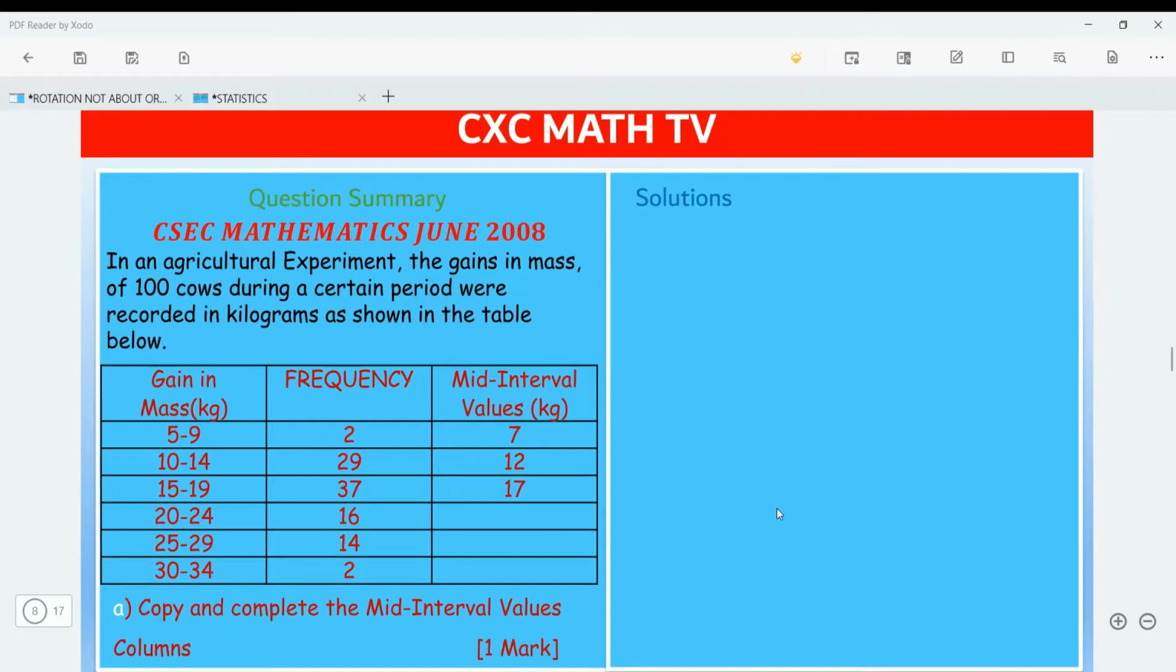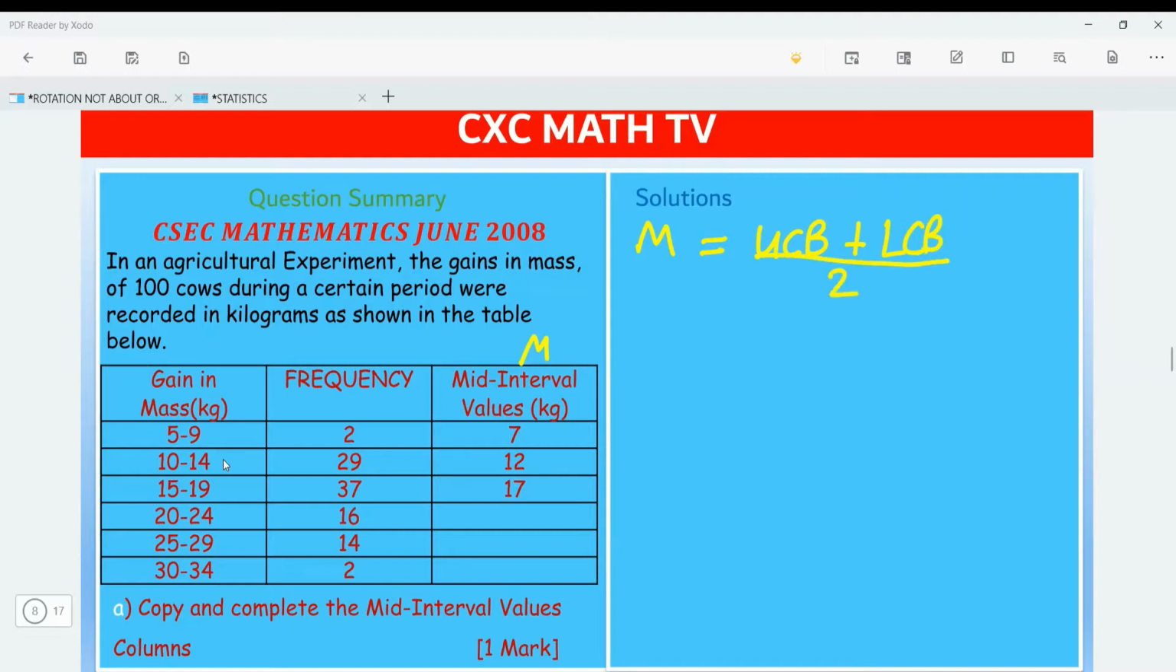All right. So you're probably saying, what do they mean by mid-interval values? Mid-interval values mean that we just need to find the middle value for the group data. In order to find mid-interval values, I like to call it midpoint, I'll just call it M. Mid-interval value M is equal to the upper class boundary plus the lower class boundary, and then you divide it by 2.